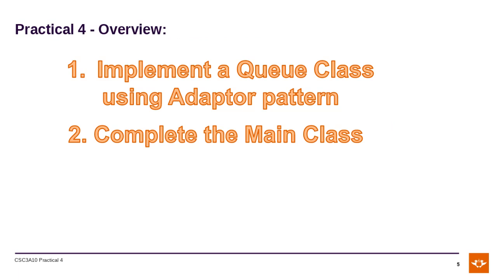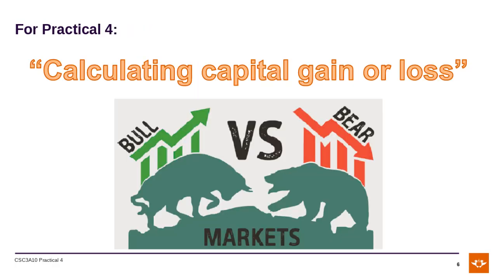So the work for today is to implement a queue class using the adapter pattern, so using the implementation that we have of singly linked list, and then to complete our main class. For our main class, you're going to type in a series of transactions, and then you're going to have to calculate capital gain or loss based on those transactions.